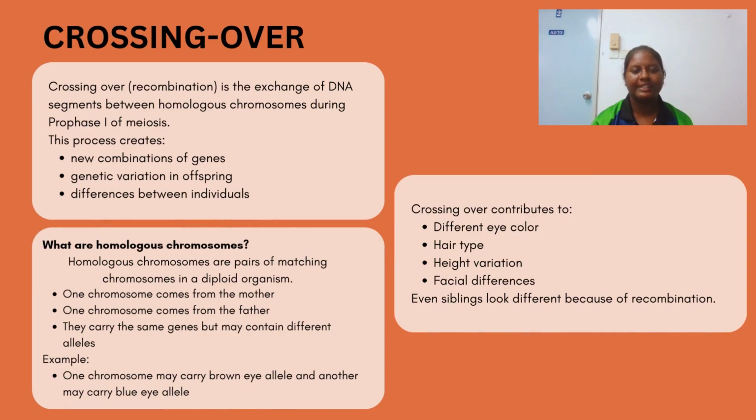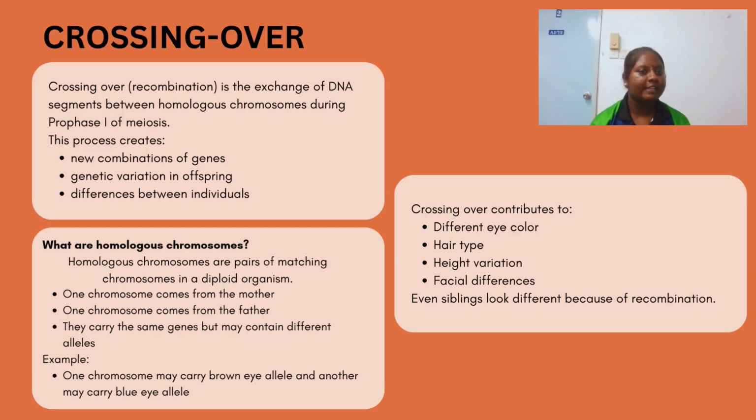Hello everyone! Now, we will move on to crossing over. Crossing over or recombination is the exchange of DNA segments between homologous chromosomes during prophase 1 of meiosis. This process creates a new combination of genes, genetic variation in offspring, and also differences between individuals.